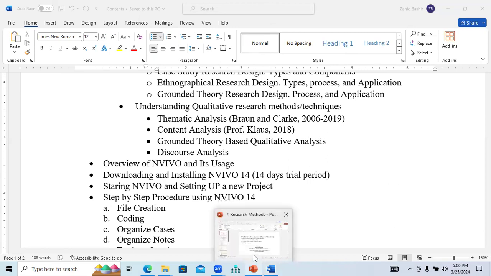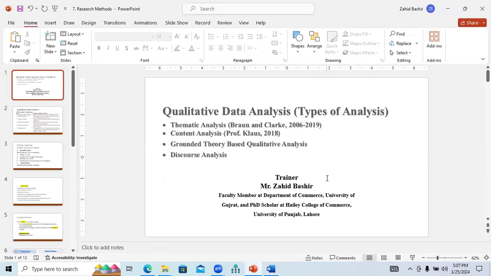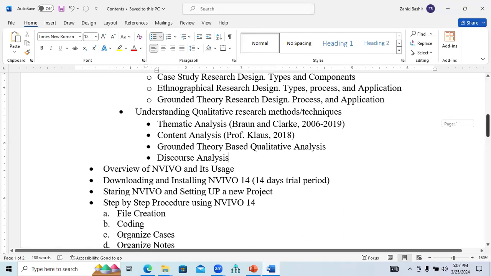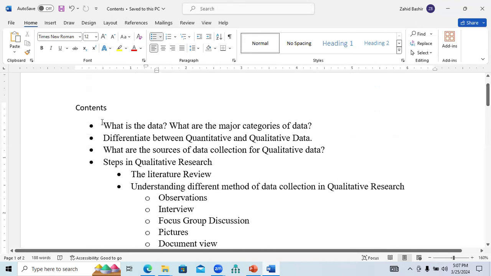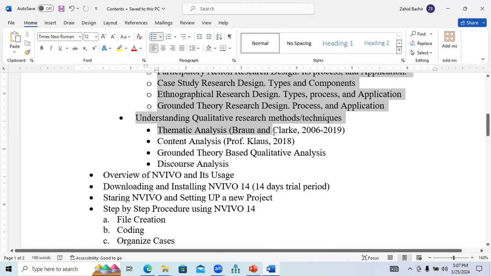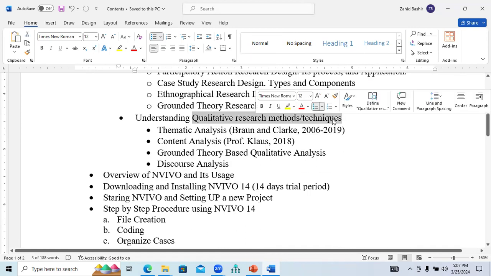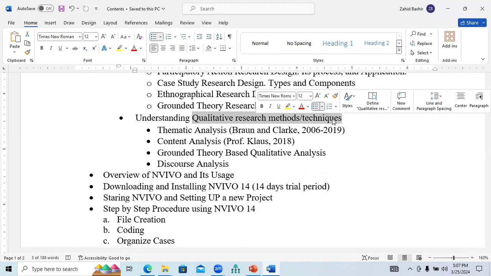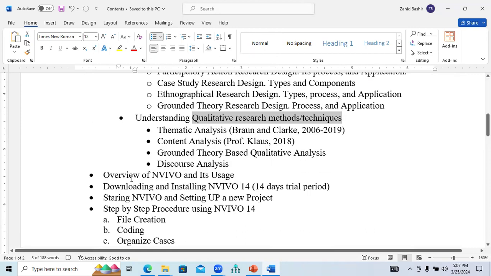Today is basically the 13th day in the procedure of data analysis using NVivo. As per our content list, we have covered a lot of content here, more than 50%. And today, I am letting you know what qualitative research methods or techniques are available to analyze the qualitative data, and how we are going to use these techniques while we use NVivo in the coming days.